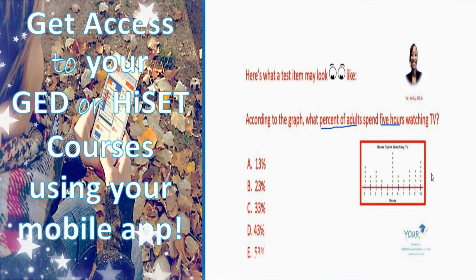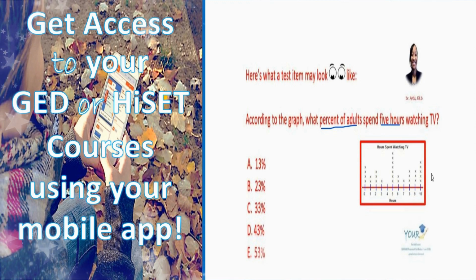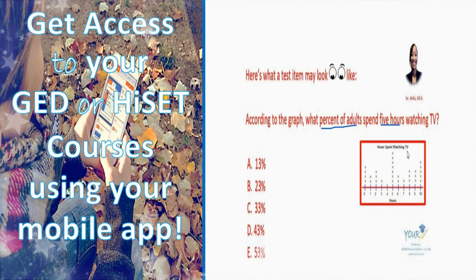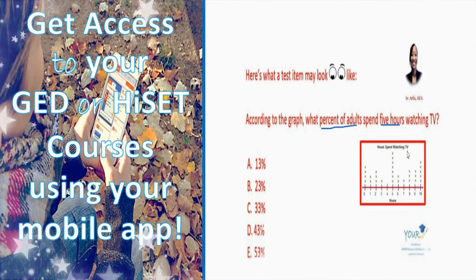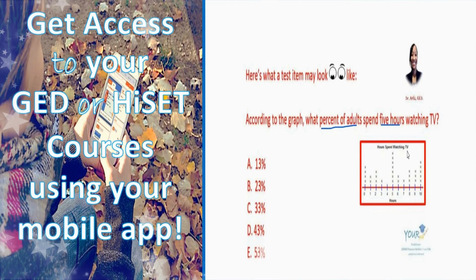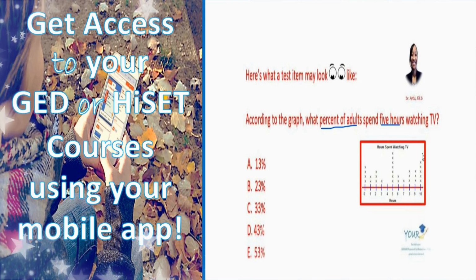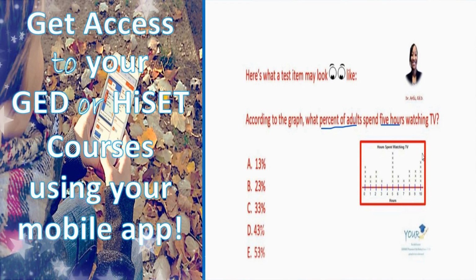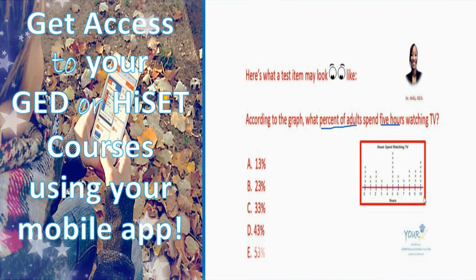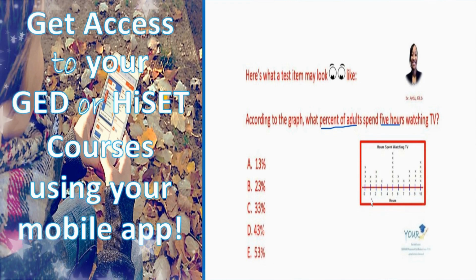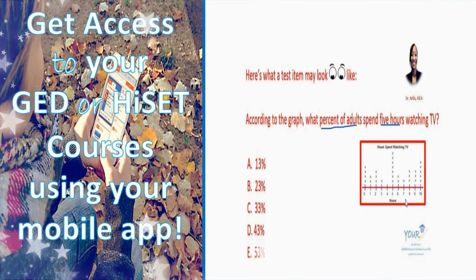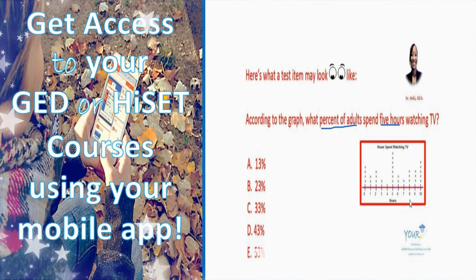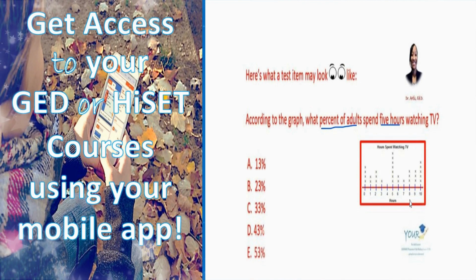So now when you look here at your line plot, your graph, here we have the title, which is Hours Spent Watching TV. So we know that this graph is going to provide us with information about adults, and our X's represent our adults that spend a specific amount of hours watching TV. And our hours are actually listed at the bottom, so we have 0 to 10 hours. However, we're only concerned with 5 hours, okay?